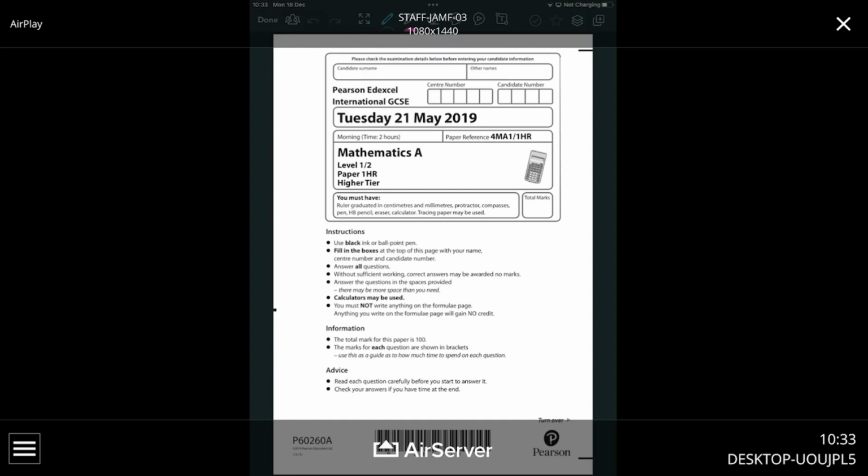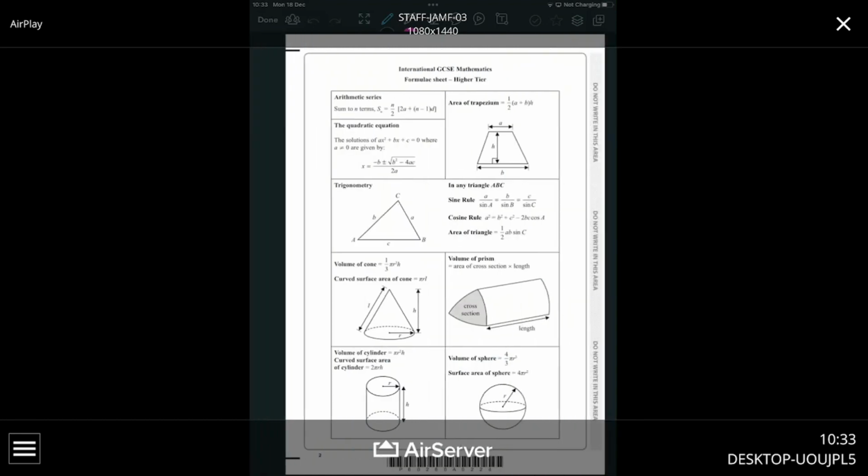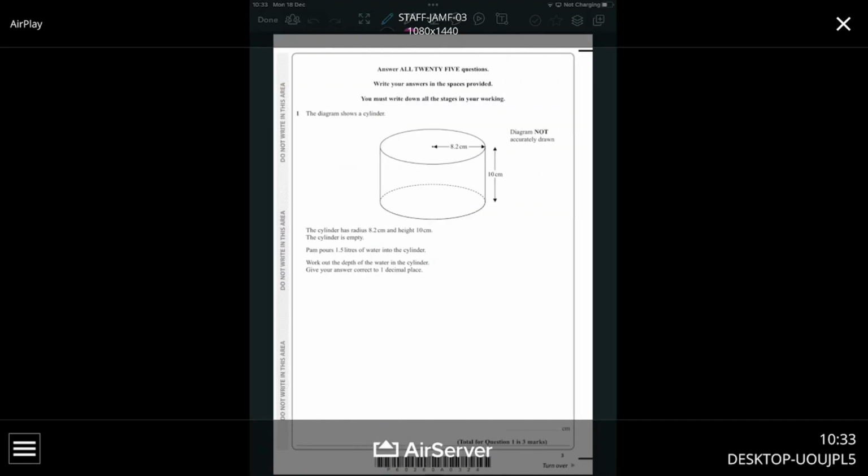First thing to always notice is to make sure that you've got all the equipment that you need nearby. Have you got your calculator? Have you got your pen, pencil, ruler, etc. ready to go? We're going to jump straight in and we'll go straight to the first question.